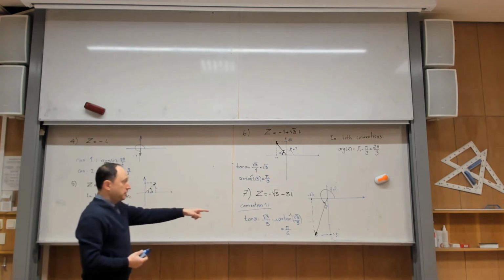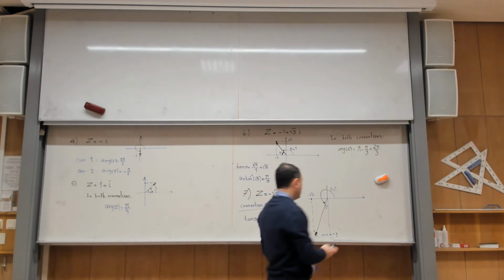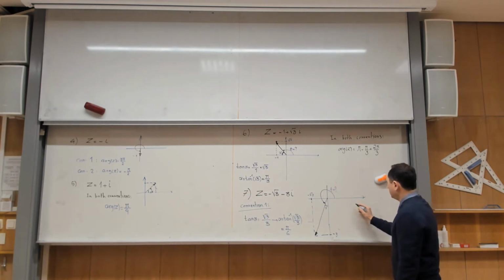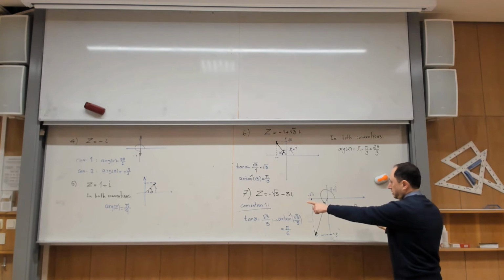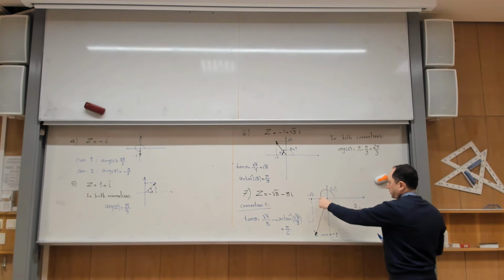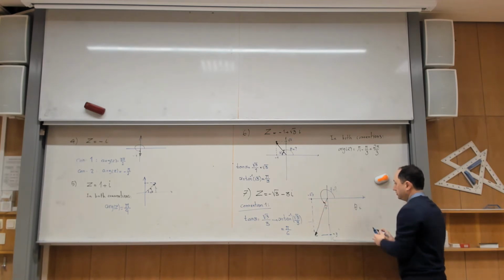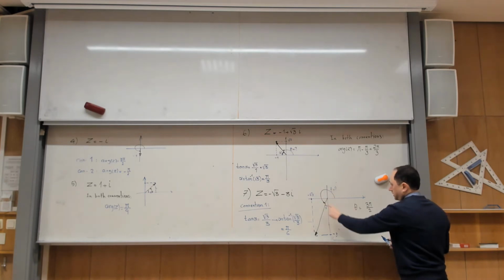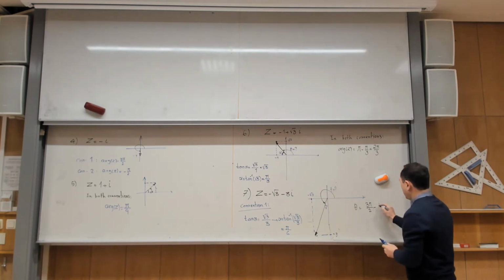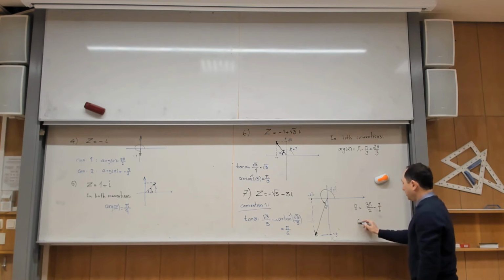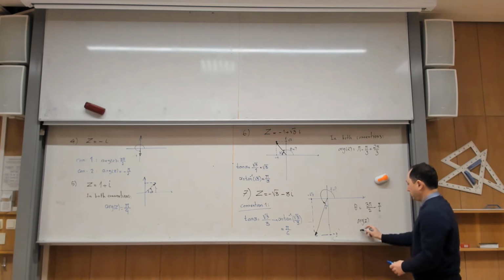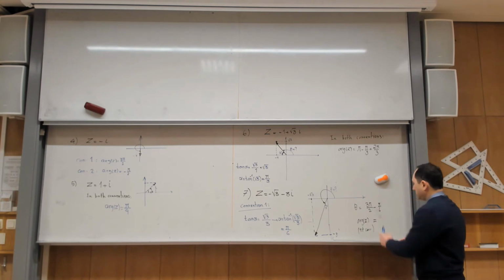But then alpha is pi over 6. You are supposed to find theta. So theta, in the first convention, convention number 1, is this angle. You know that from here to here is 3 pi over 2, but it is smaller than this by an amount of alpha, so it is minus pi over 6. So the argument of your complex number in the first convention is equal to what? This number.